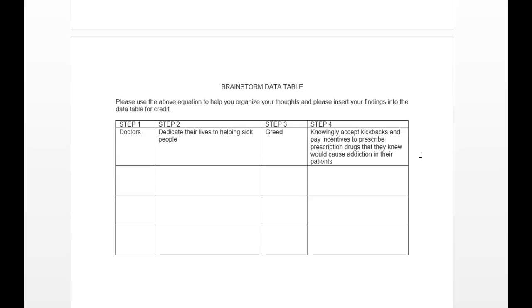And that's your worksheet. Once you've completed this, you save it, and then you upload it onto Canvas for credit. Please let me know if you have any questions.